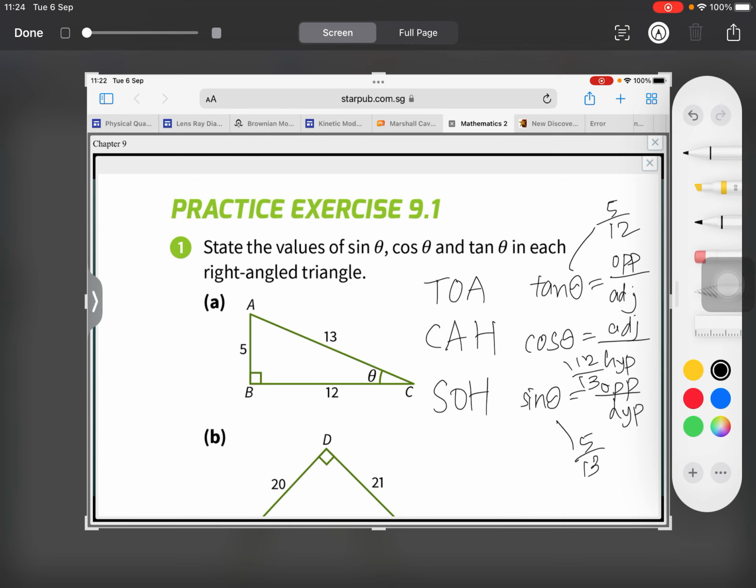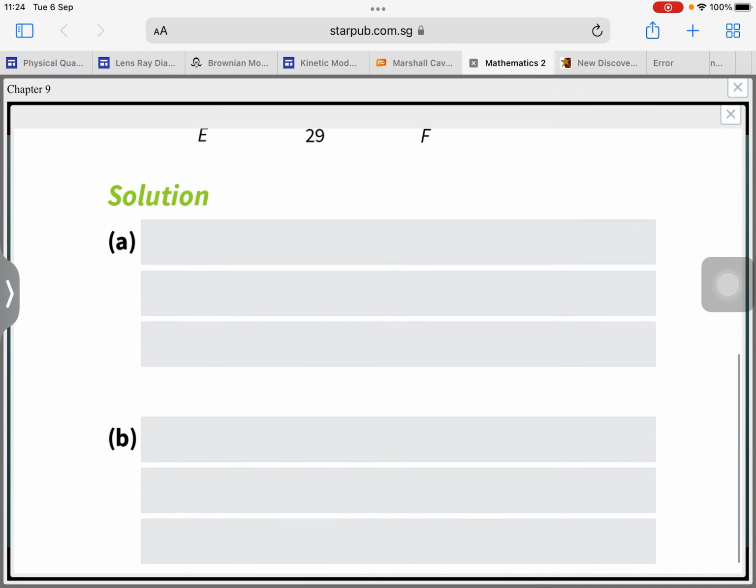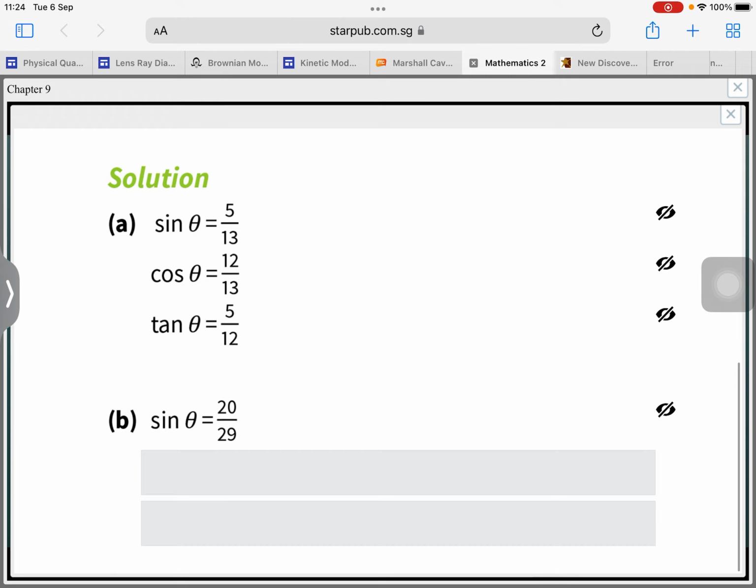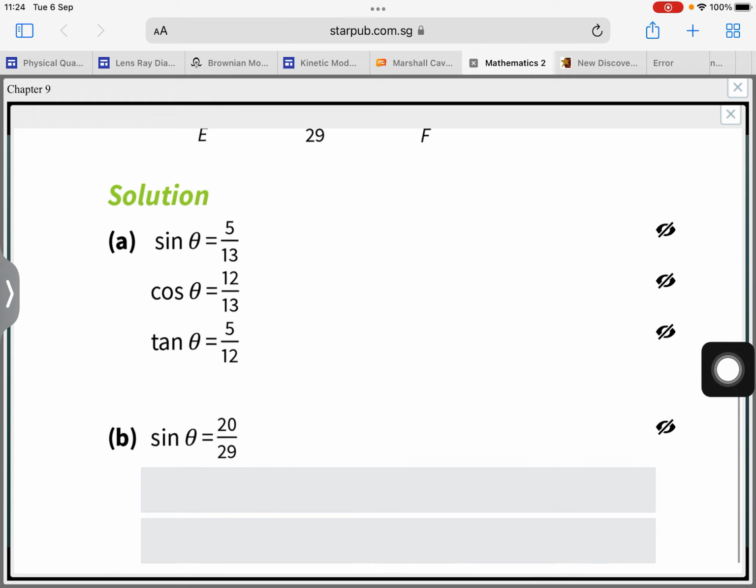Okay, so let's check our answers together. 5 over 13, 12 over 13, and 5 over 12, which is pretty straightforward.